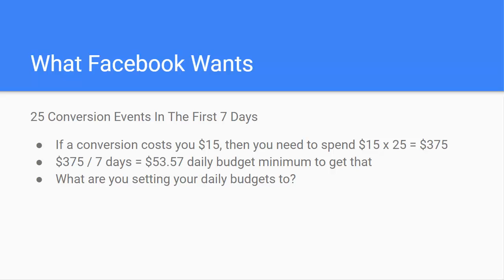And it's all optimized at the ad set level. It's not at the campaign level. Okay, it's at the ad set level. Each ad set is basically its own campaign. So if a conversion costs you, say, we're just going to throw out a number, $15, then that means you need to spend $15 times 25 conversion events equals $375. Now, take that $375 divided by 7 days. Your daily budget has to be $53.57 minimum to get those 25 conversions in a week.